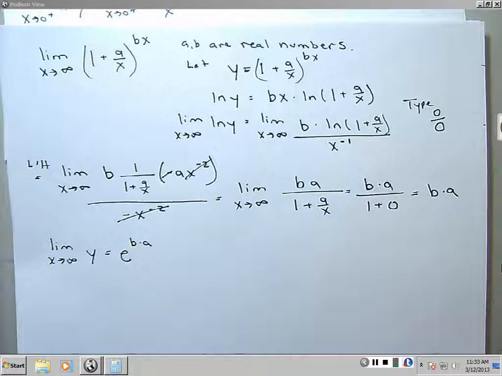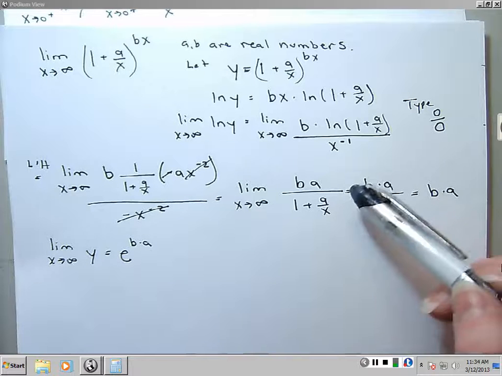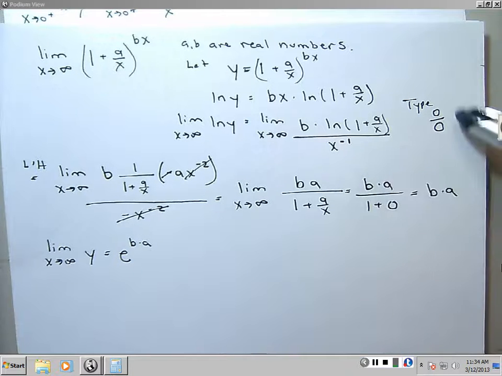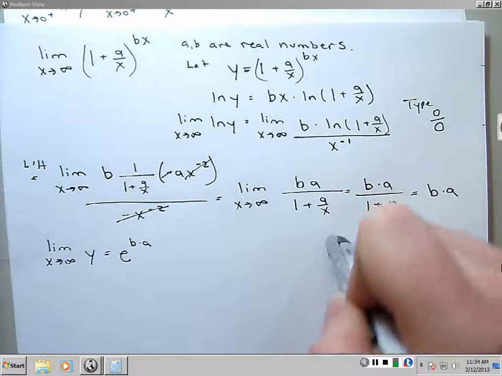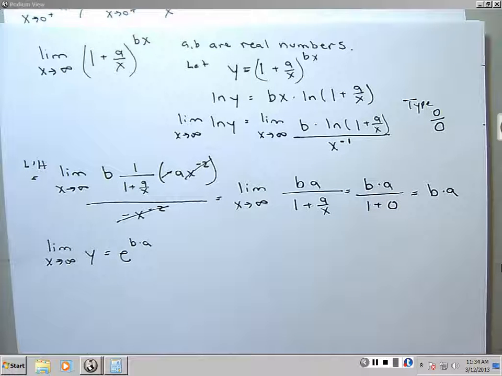I could pull this constant out front of the limit altogether. And then when I take it, it's still going to be b times a, because everything else goes to 1. Right? So if I remove the b, a outside, this would go to 1, and then this would be 1 plus 0. So the whole thing would go to 1, so it would just be b times a. You have that choice. You want to simplify it as much as you can and still get in the form 0 over 0 or infinity over infinity. So bringing constants down doesn't help anything.